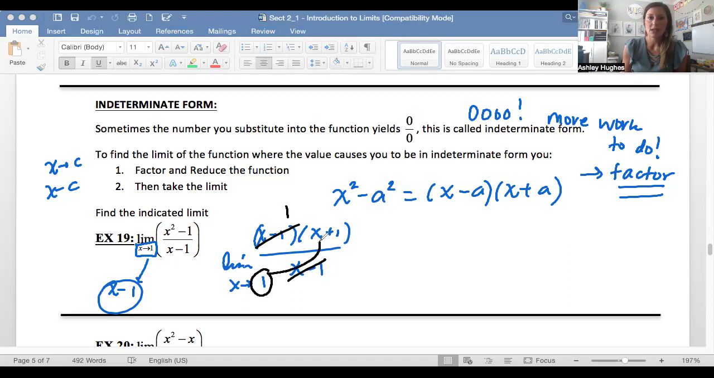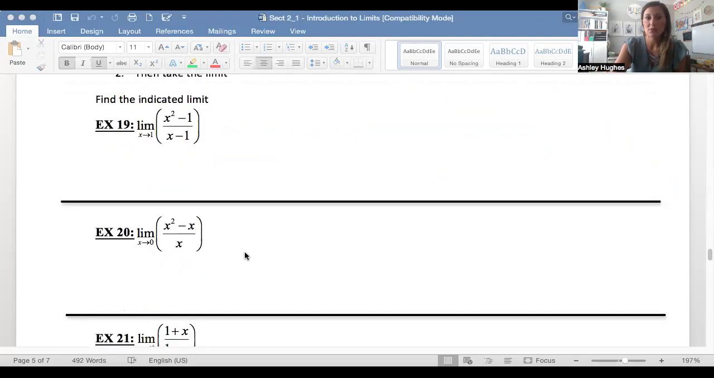If I plug in 1 now, I can see where that value is going. 1 plus 1 equals 2. So I turned that indeterminate form of 0 over 0, where we plug 1 in and get 0 over 0, and we rewrite it to figure out what it's actually approaching. That value is 2. So anytime you get 0 over 0, say, oh, more work to do. Whereas a number over 0 is no.